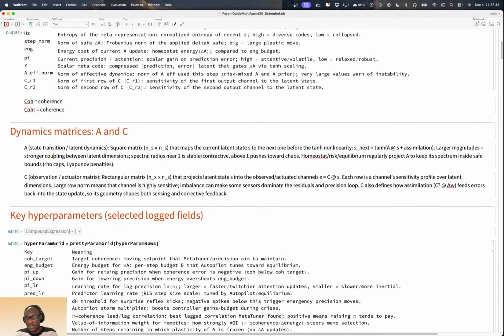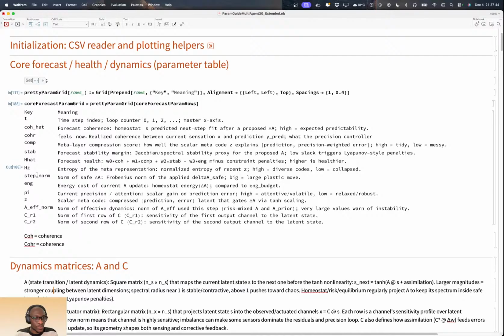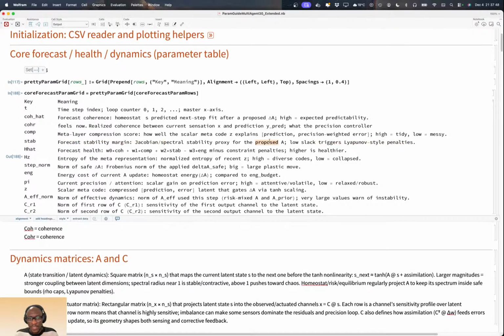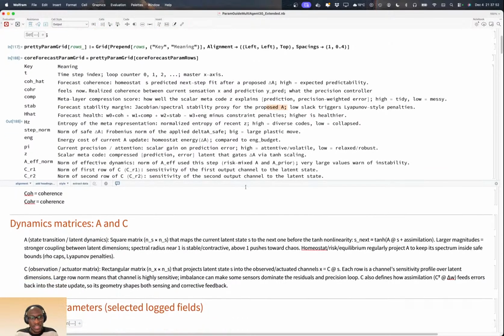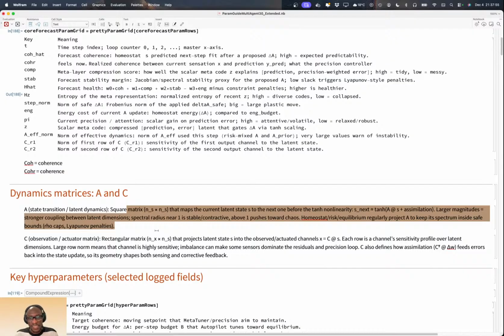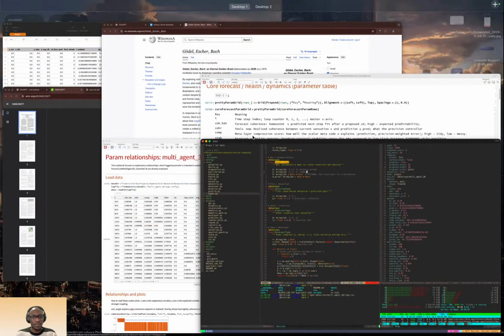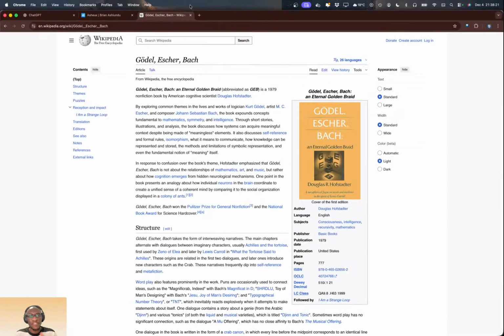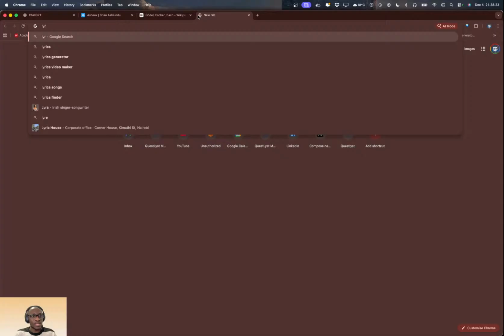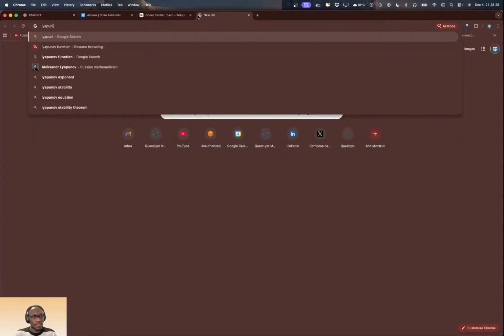And I can go through a few others. So proposed A is just based on what the state is currently, the latent state, and then you propose a new A. Stability is used to measure the proposed A, how stable the system is, and all that. Loss lag triggers Lyapunov-style penalties. So Lyapunov is a function for measuring, penalizing systems, the Lyapunov function.